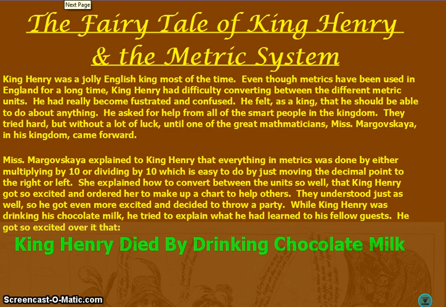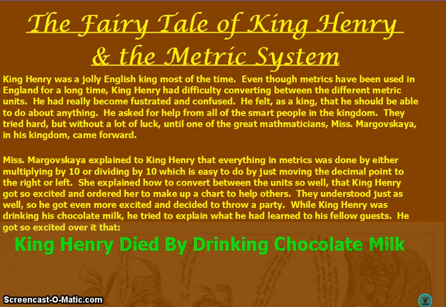King Henry was a jolly English king most of the time. Even though metrics have been used in England for a really long time, King Henry had difficulty converting between the different metric units. He had really become frustrated and confused. He felt, as a king, he should be able to do about anything. He asked for help from all of the smart people in the kingdom. They tried hard, but without a lot of luck.